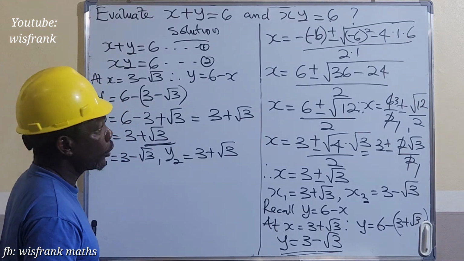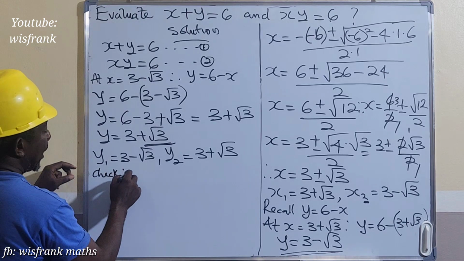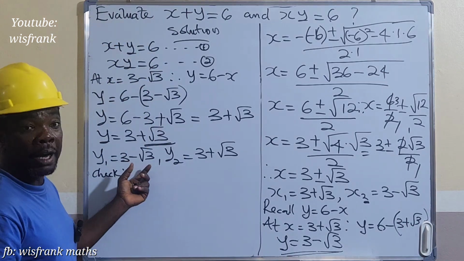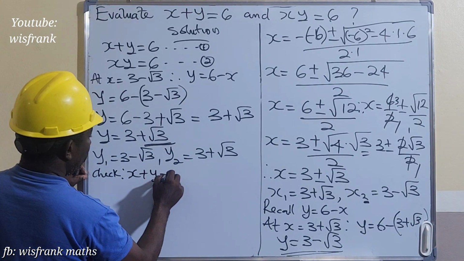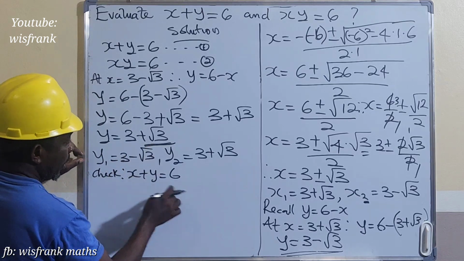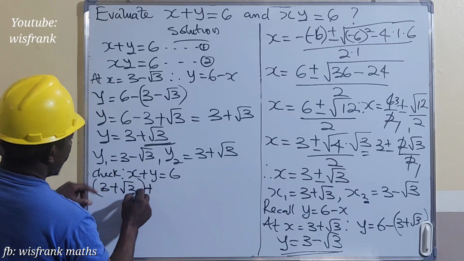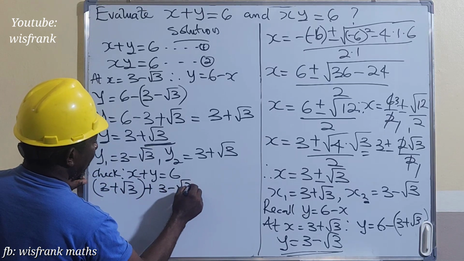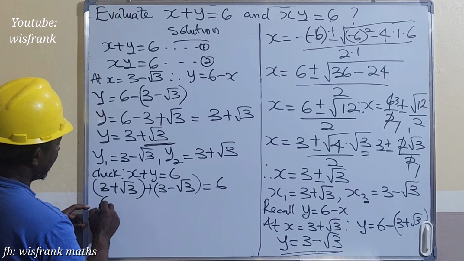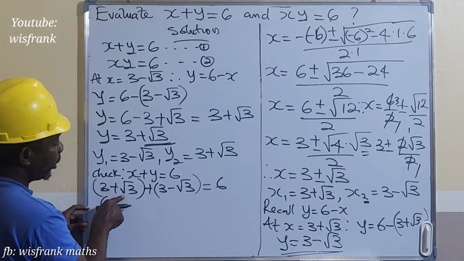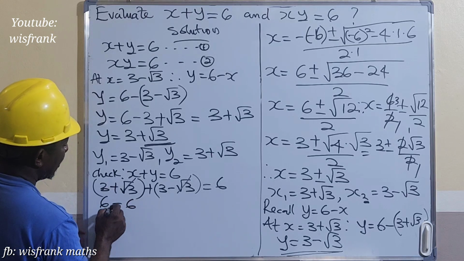Therefore, we can do a little check to confirm whether this solution satisfies the question. So we check at equation 1, since we have the value of y equals the value of x, so we are going to use x plus y equals 6. Then the first value of x, which is 3 plus root 3, plus y, which is 3 minus root 3. Let's see whether it will give us 6. So here we have 3 plus 3, which is 6. And we also have plus root 3 minus root 3 here. They cancel each other. So we have 6 equals 6.